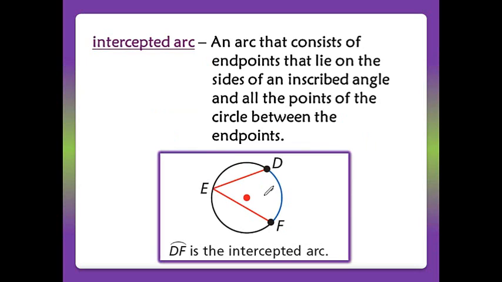The next term is an intercepted arc. This is an arc that consists of endpoints that lie on the sides of an inscribed angle, and all the points of the circle between the endpoints. So here we have our same inscribed angle, angle DEF. Arc DF would be the intercepted arc.